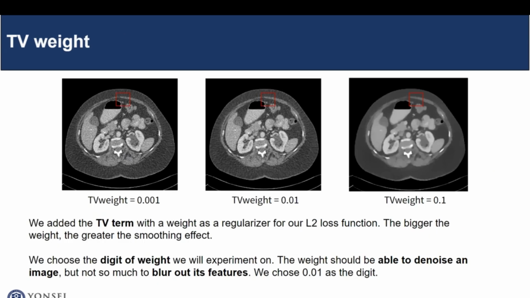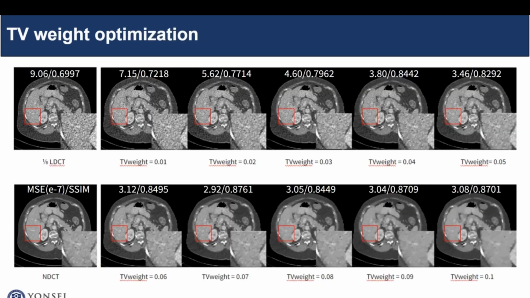We added the TV term with the weight as a regularizer for our L2 loss. The bigger the weight, the greater the smoothing effect. To determine the digit of weight, we observed the changes that occurred in the images from 0.1 to 0.001. The weight should be able to denoise an image, but not so much to blur out its features. From comparing the images, we can see that the most appropriate unit is 0.01.